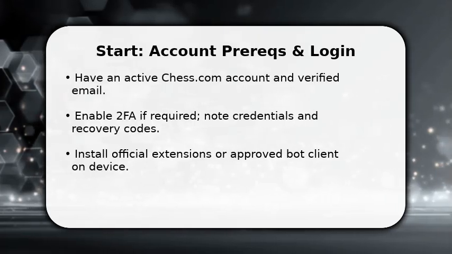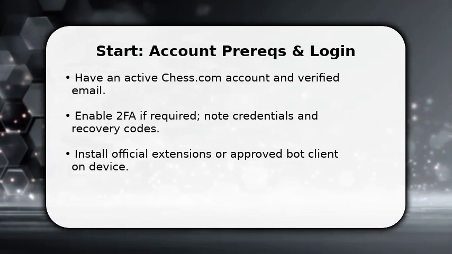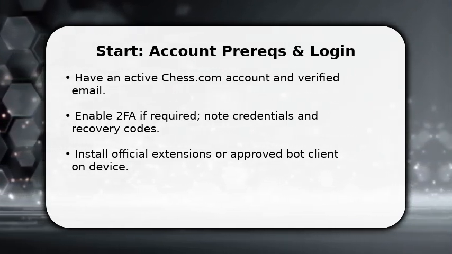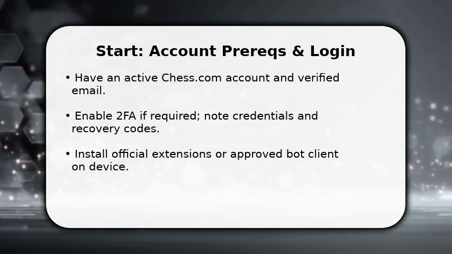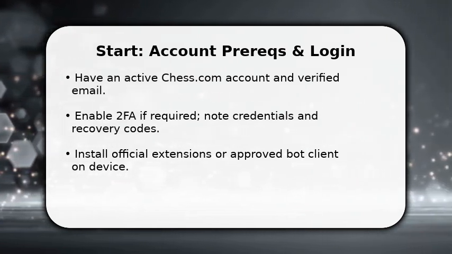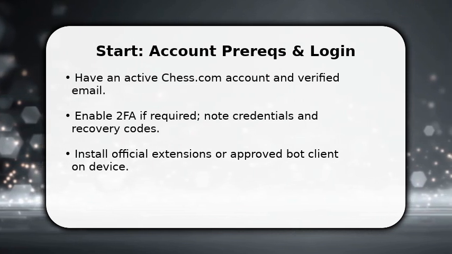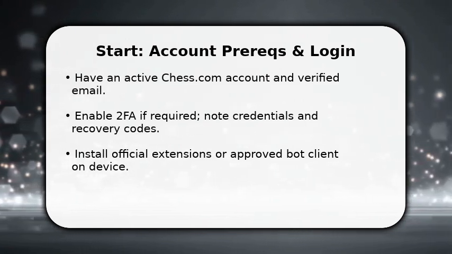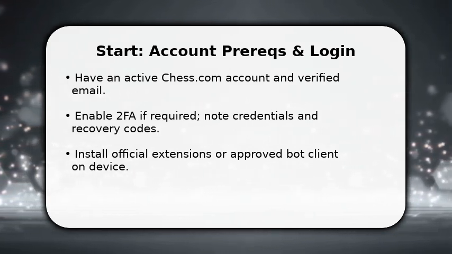You begin by confirming account readiness and permissions so the bot can act on your behalf. Log into Chess. Confirm email and enable two-factor if the tool recommends it. This prevents lockouts. Once done, install the approved bot client or browser extension and grant only the minimum required permissions because excessive rights increase risk. Make sure your clock and time zone match Chess. Settings so move timing stays accurate.